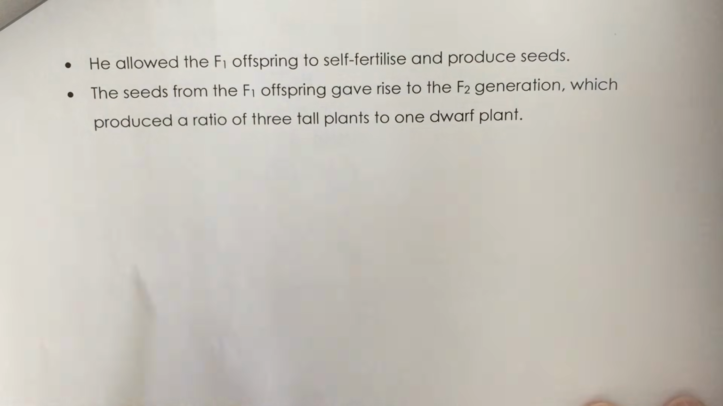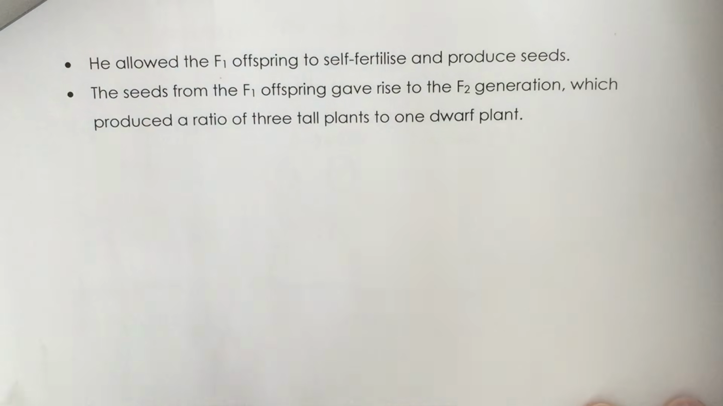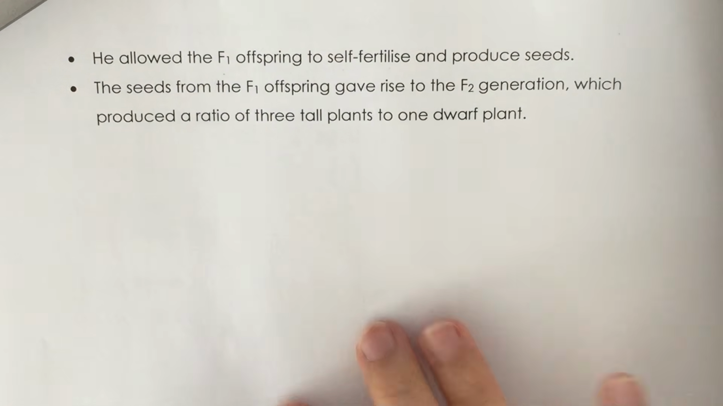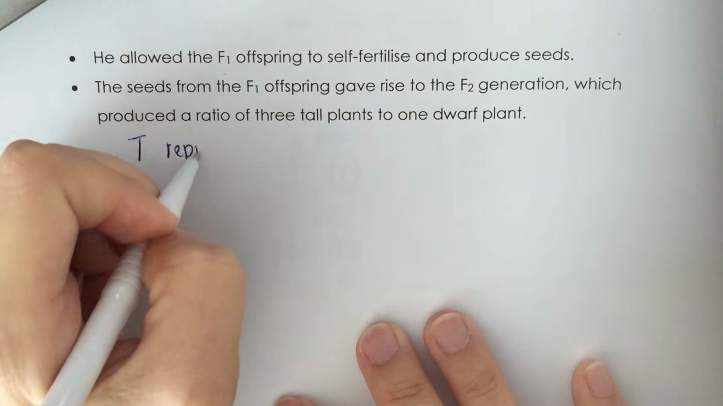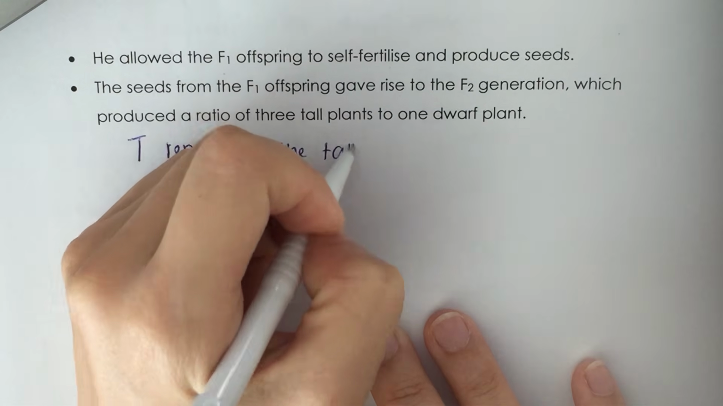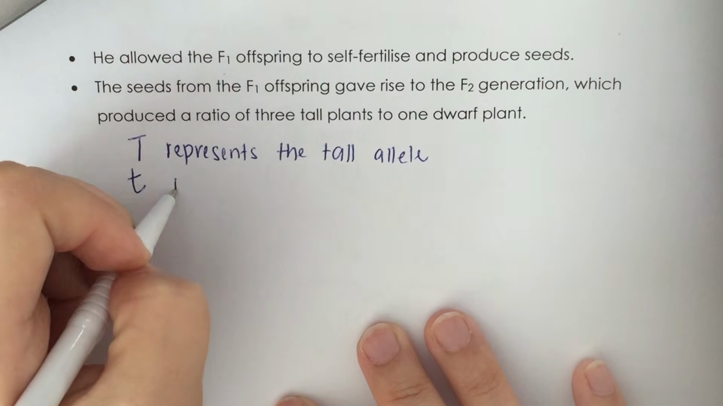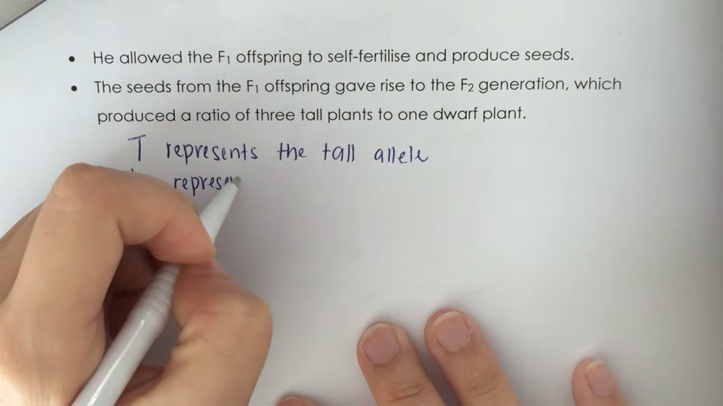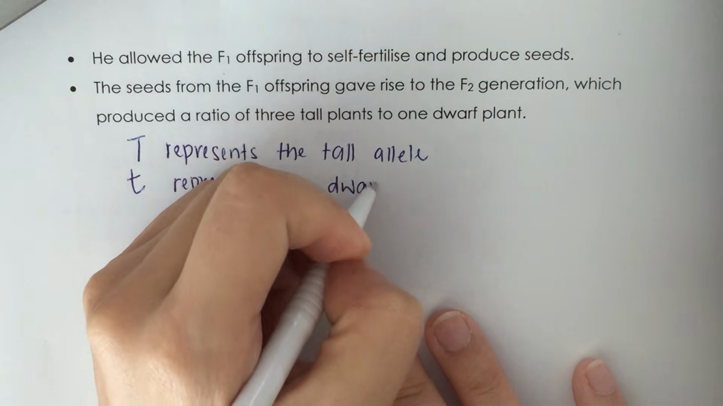Alright, so now he allowed the F1 offspring to self-fertilize. So let's take a look. If you can recall, capital T represents the tall allele and small letter t represents the dwarf allele.